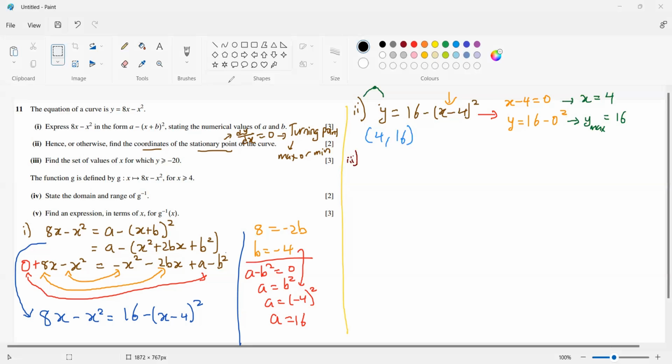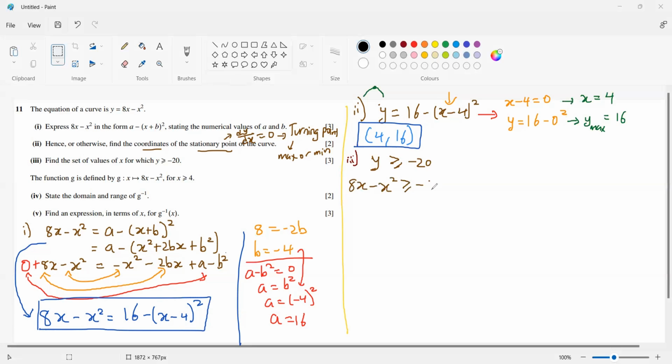Okay, let's go for the next part, please. The third one. So what are they talking about? Okay, let's read and see. Find the set of values for which y is bigger than or equal to negative 20. So they require y bigger than or equal to negative 20. So let's just write that: minus x squared bigger than or equal to negative 20.